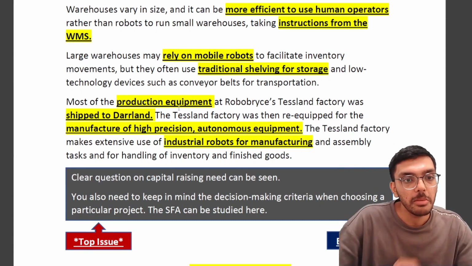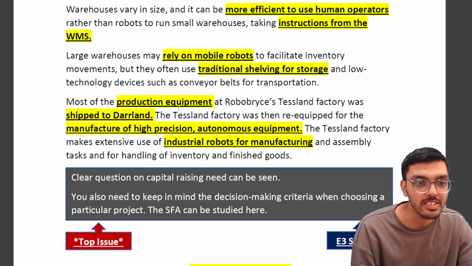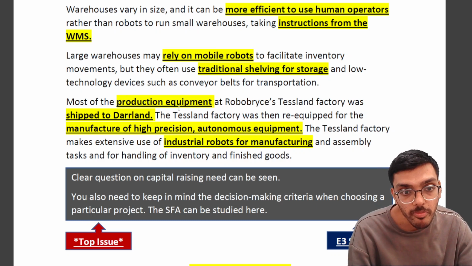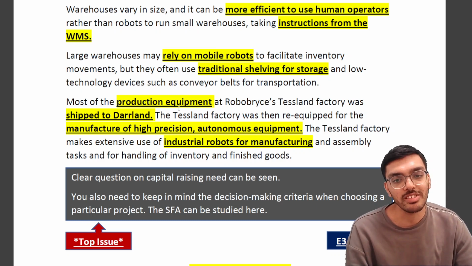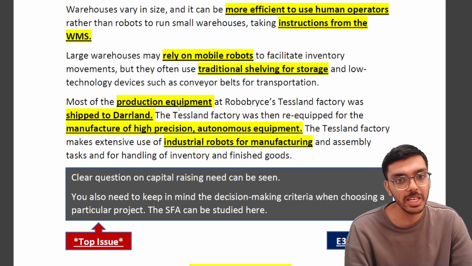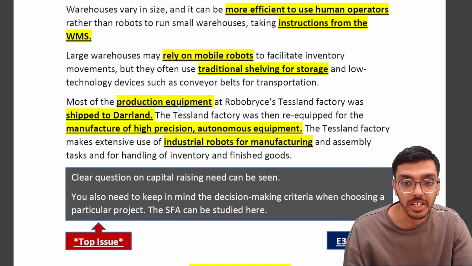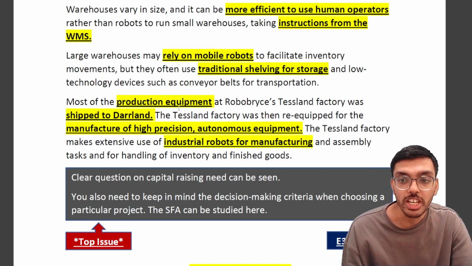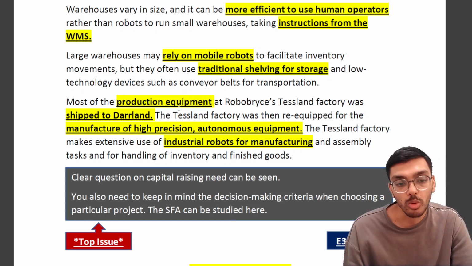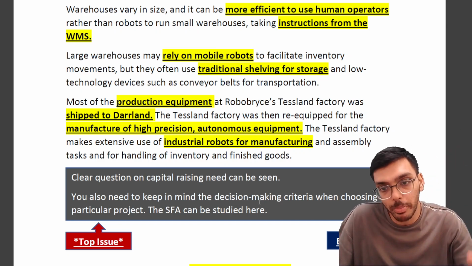The Tesland factory makes extensive use of industrial robots for manufacturing itself and assembly tasks and for handling of inventory and finished goods. So a clear question on capital raising can be seen here because they can tell you now we are opening up a new factory. Capital will be needed, for example. Also, you need to keep in mind the decision-making criteria when choosing a particular project. The SFA can be studied over here. When you're choosing one project over another, I've already discussed this top issue, SFA.